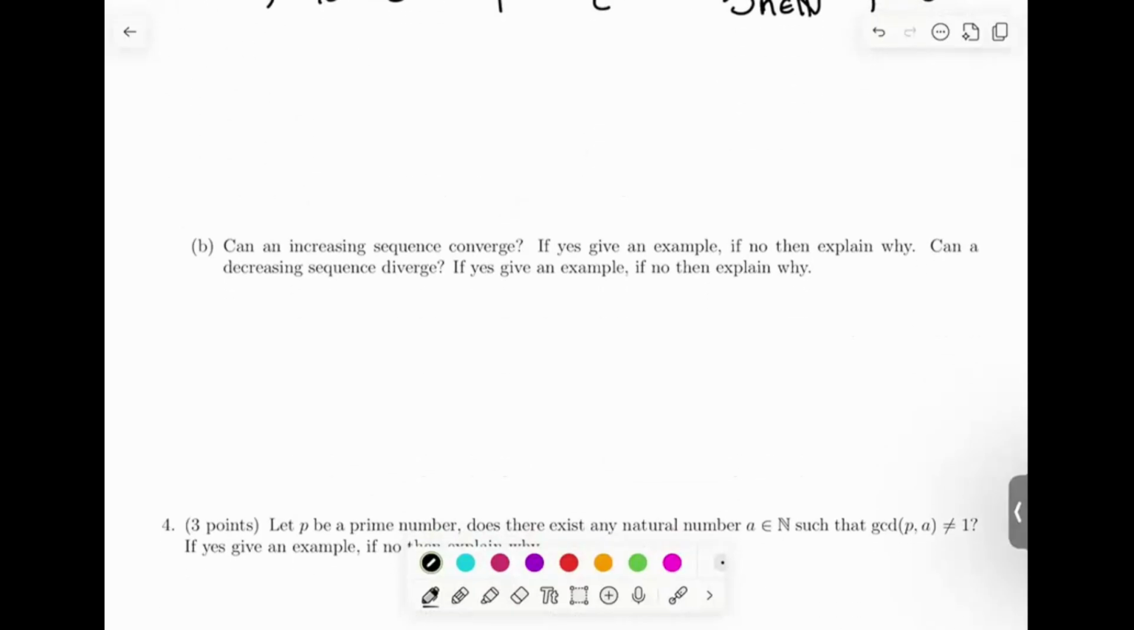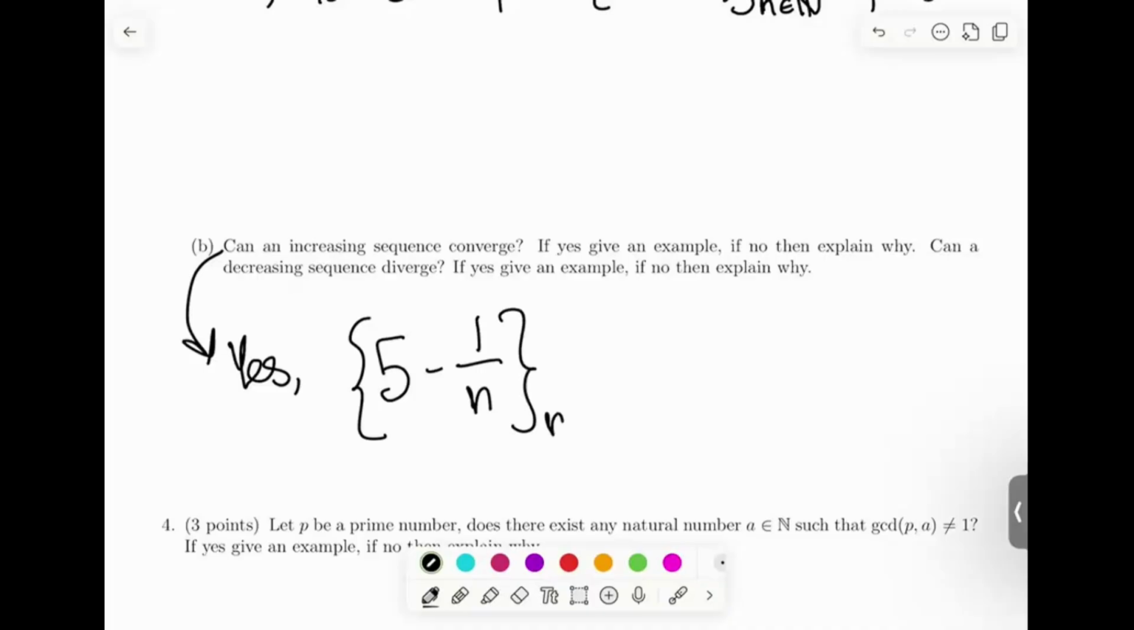Can an increasing sequence converge? Yes. You need to be increasing, but you can't go to infinity. So what if I just kept getting closer and closer to 5? What if I had 5 minus 1 over n? As n gets bigger, we get closer and closer to 5, and we get bigger and bigger. We start at 4, then 4.5, then 4 and 2/3, and so on. We keep getting bigger, but we just get closer and closer to 5.